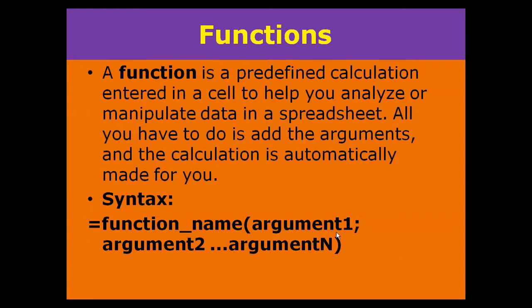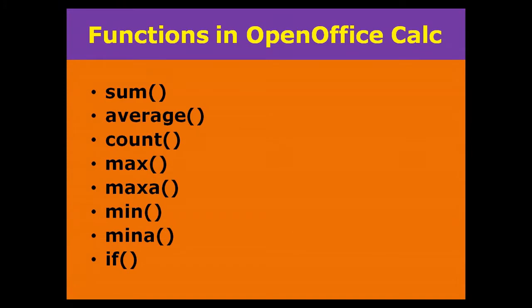Now these arguments are separated with a semicolon in OpenOffice Calc, and if you are using Excel, these arguments are separated with a comma. You can write the argument as a number. You can even use a cell reference and then separate with a semicolon. But if you want to include the complete cell range, you can use a colon. So the functions we are going to discuss today are sum, average, count, max, max A, min, min A, and if. So let us start with sum.